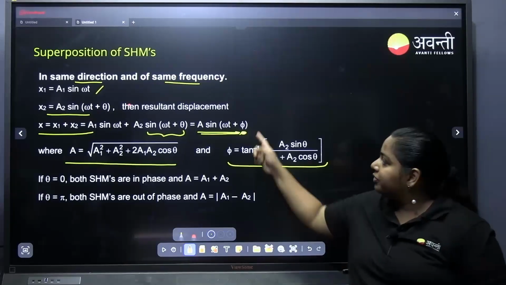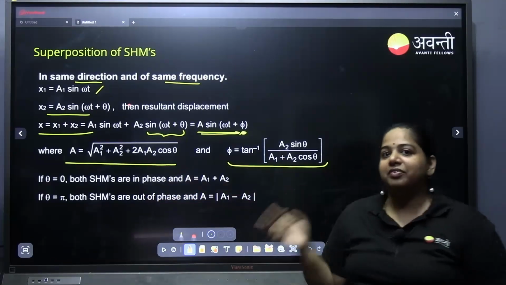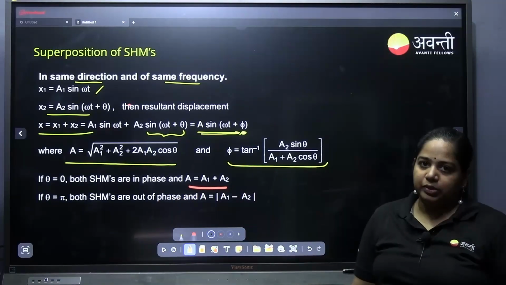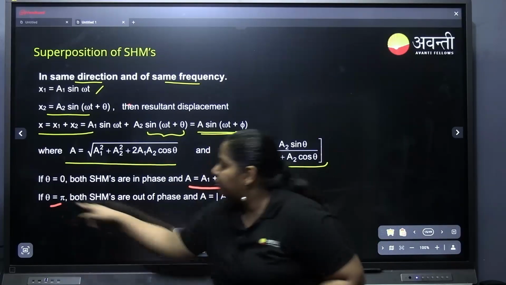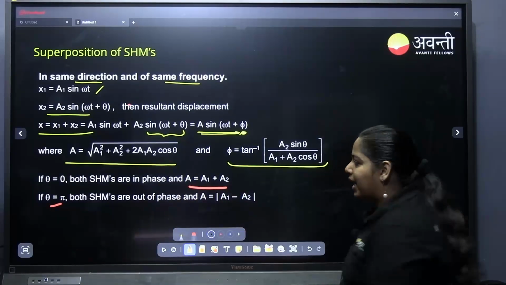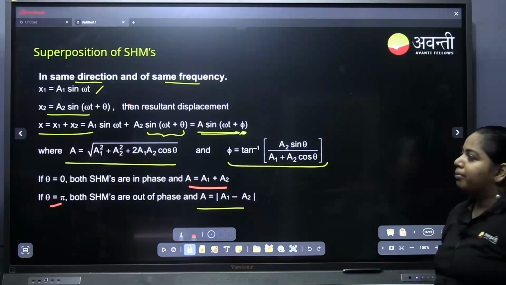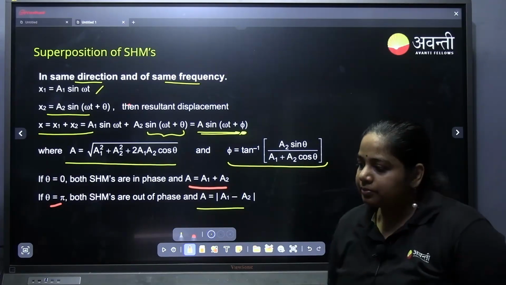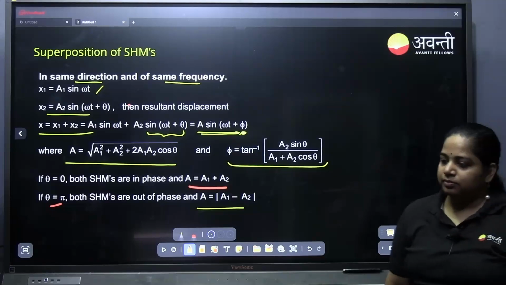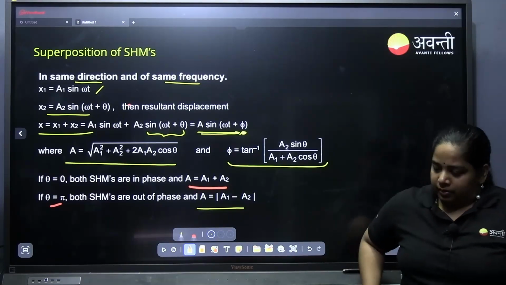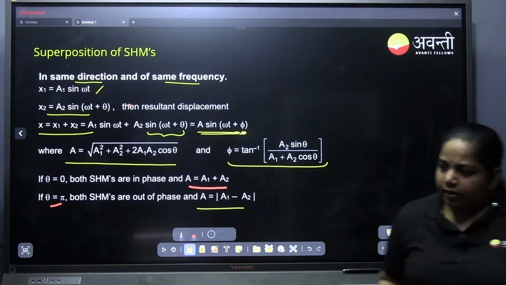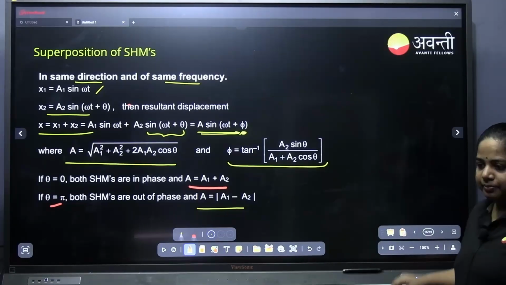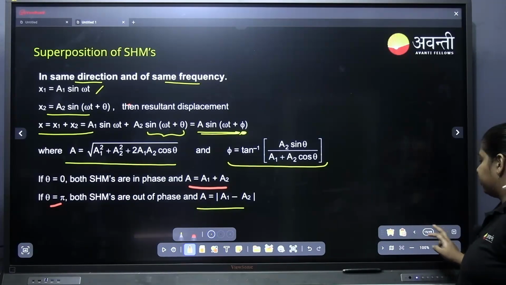Now, if theta is equal to 0, no phase for the first one, the SHMs are in phase and the amplitude will be just A1 plus A2. And if theta is equal to pi, they will be out of phase and the amplitude will be A1 minus A2. Is there any doubt? I hope there is not. So I can change the slide, I guess.